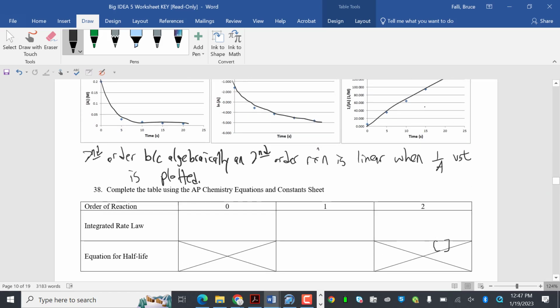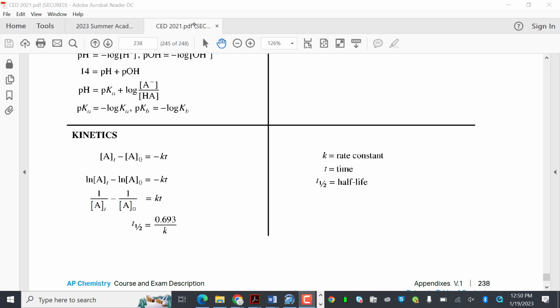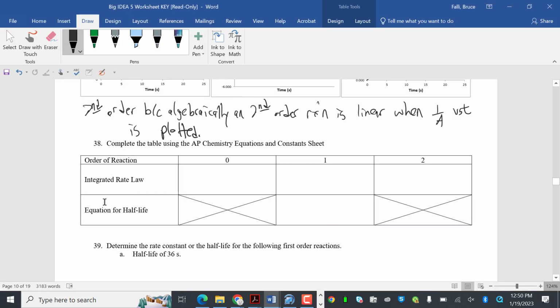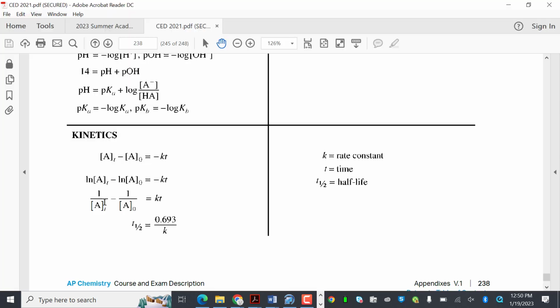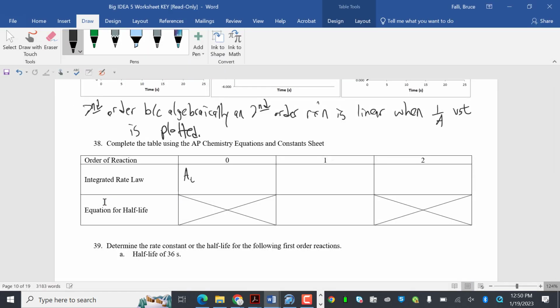Complete the table using the AP Chemistry equations and constants sheet. So the part of the equation sheet we're looking at is the kinetics part. As I said before, the first is zero order, then first, then second. So the integrated rate law for zero order is [A]t minus [A]0 equals negative kt. And remember, these are in brackets, meaning concentration.